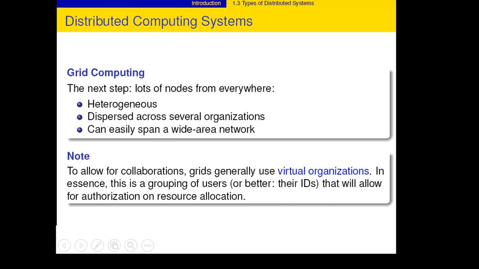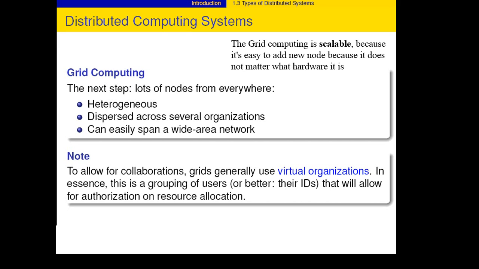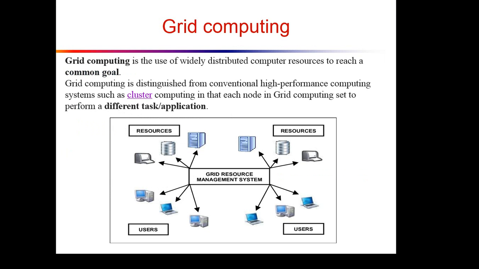Okay, it is dispersed across several organizations and can easily span a wide area network. To allow for collaborations, grids generally use virtual organizations. In essence, there is a grouping of users, or better, their IDs, that will allow for authorization and resource allocation. Grid computing is scalable because it's easy to add a new node, because it does not matter what hardware it is.